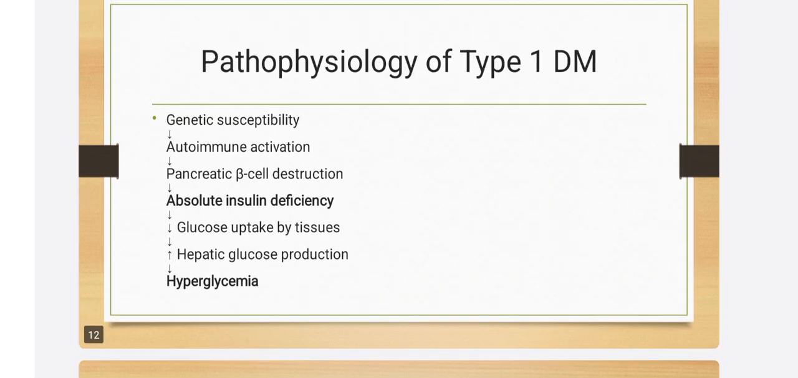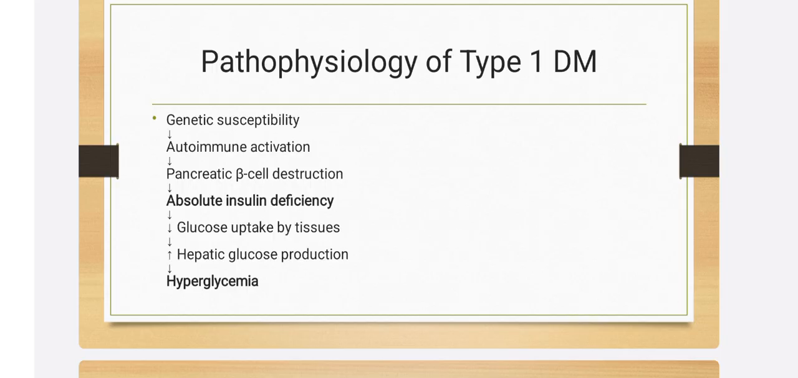Next, pathophysiology of type 1 diabetes mellitus. The process begins with autoimmune destruction of pancreatic beta cells. As beta cell mass decreases, insulin secretion decreases. Eventually, there is an absolute deficiency of insulin. Without sufficient insulin, glucose uptake by insulin-sensitive tissues decreases. At the same time, the liver continues to produce glucose through processes such as gluconeogenesis and glycogenolysis. Therefore, blood glucose rises.